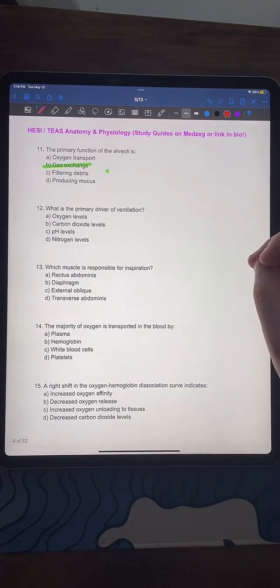Number 12. What is the primary driver of ventilation?